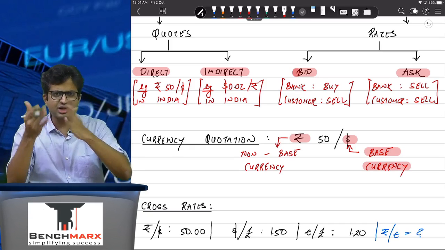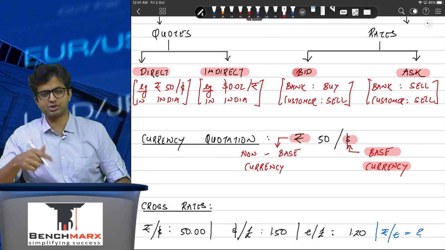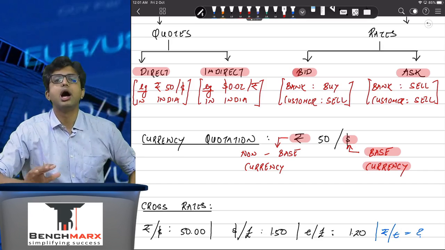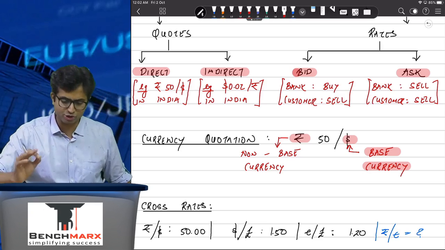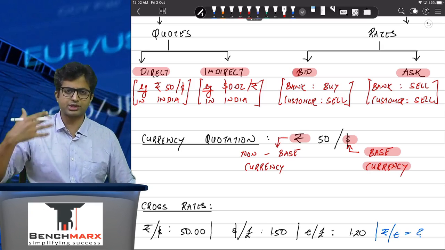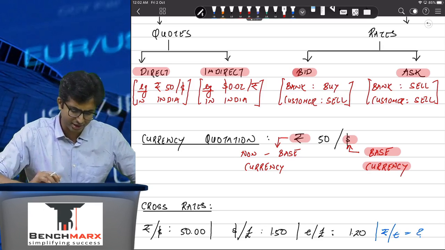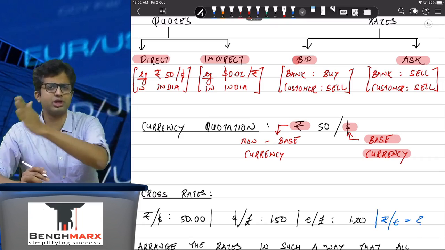So bid is the banker's buying rate of which currency? Of rupees or of dollars? Well, whatever is there in the base. So if it is rupees per dollar, then the bid rate is the banker's buying rate on the base currency, and the ask rate is the banker's selling rate on the base currency. So depending on the currency quotation, we will focus our understanding based on what is there in the base currency, what is there in the denominator. There are various ways in which it can be quoted: rupees 50 per dollar, or rupees per dollar equals 50.